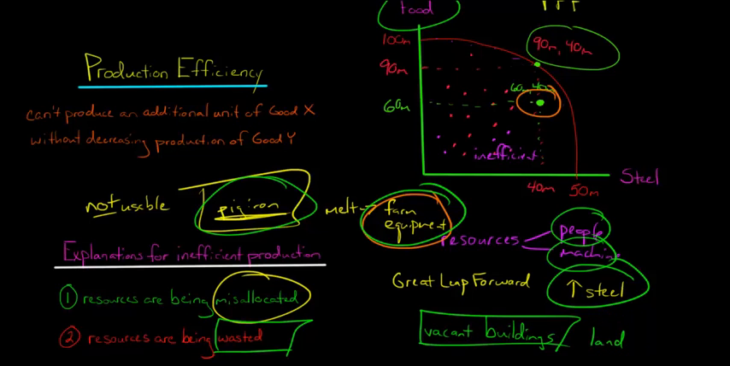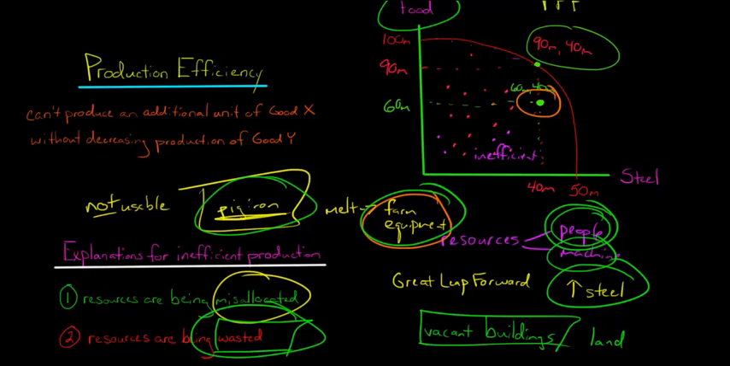It's not being used for commercial purposes. They're just buildings sitting there, or there's land, due to deindustrialization. These are resources that are being wasted. You could even think of people being wasted. If there's really high unemployment, there are a lot of people who could be doing something, but for whatever reason the economy is not using them.